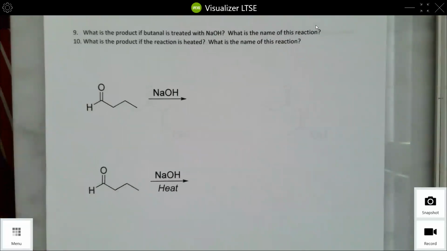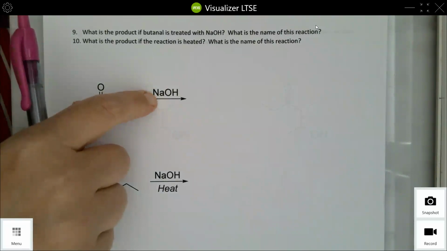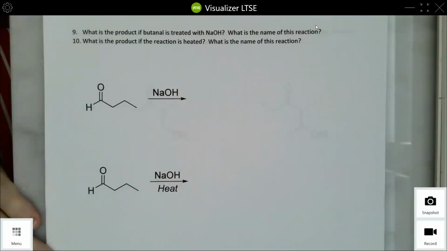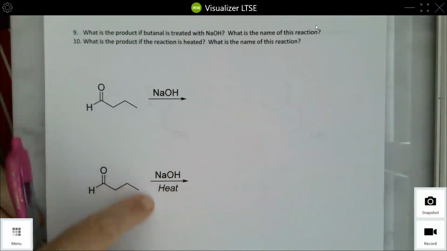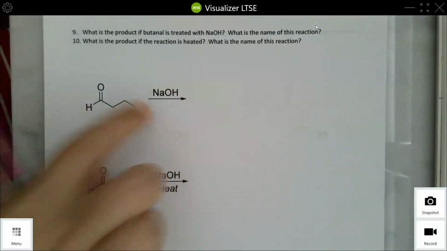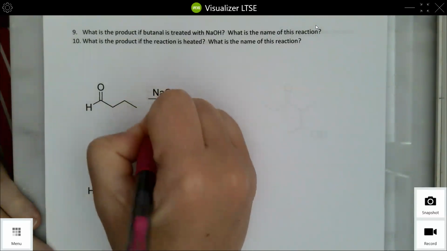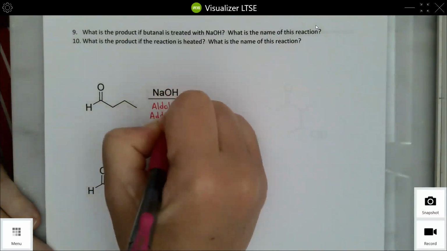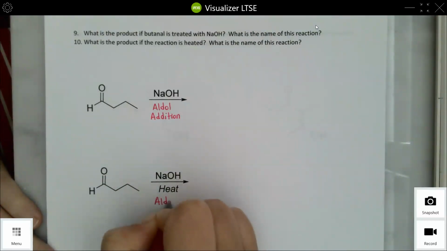Okay, what is the product if butanal is treated with sodium hydroxide? And what is the name of this reaction? What if it's treated with sodium hydroxide and also heated? And what is the name of that reaction? So without heat, right, we're going to do what we call an aldol addition reaction. And with heat, we're going to do an aldol condensation reaction.